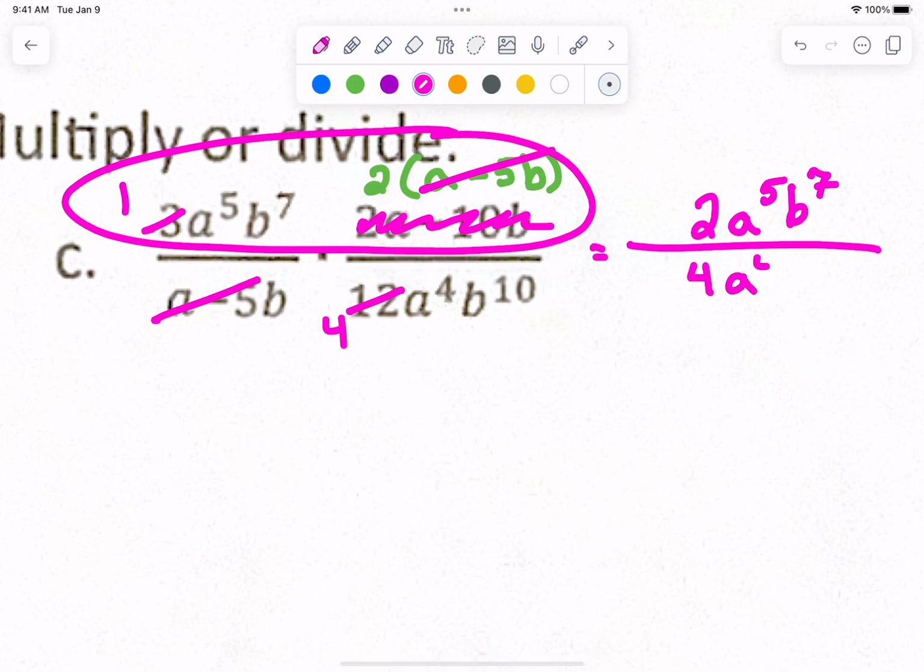4A, 4B, 10. Sometimes it's nice to just clean it up and then continue reducing from there. Otherwise, we get on top, messy. Are we good to this point? Anybody have questions about how we got to that?